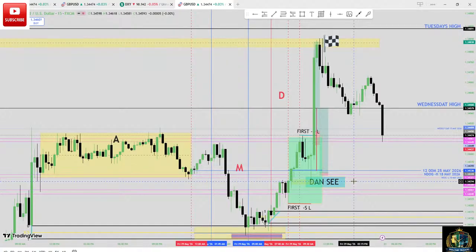From the recent sell side liquidity to the recent buy side liquidity, 50% of it is this imbalance. I want to remove this yellow line. Here is the 50% of it. I want to write it there. If you don't understand 50%, you understand the middle.